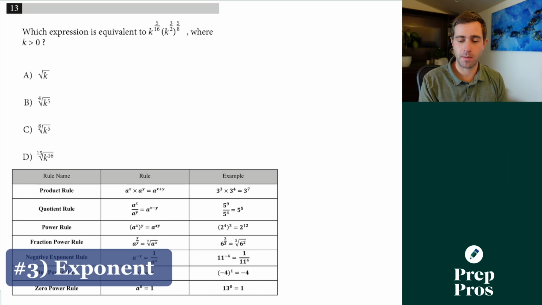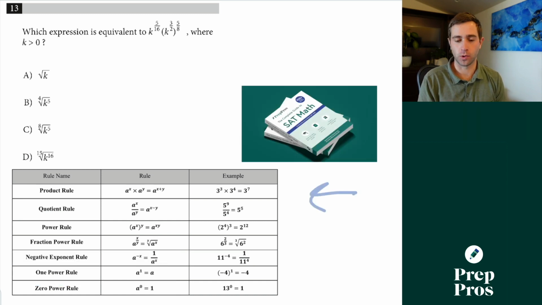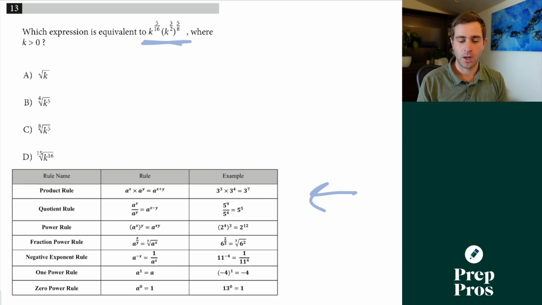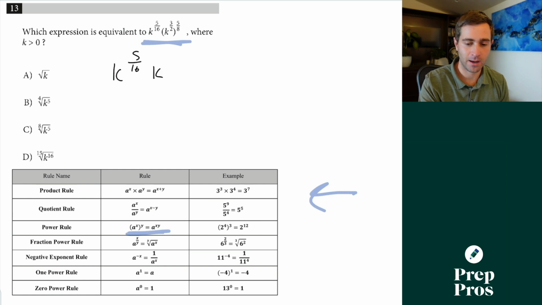And this little table from my math book is going to help you with all of your core rules. But the SAT has really been loving fractional exponents. So now the first thing here is we want to start with this part of the problem. And we can see that here we're applying our power rule. So we're going to have our same k to the 5/16, but now we're going to be doing k to the 3/2 times 5/8. And this is going to be the same as k to the 15/16.